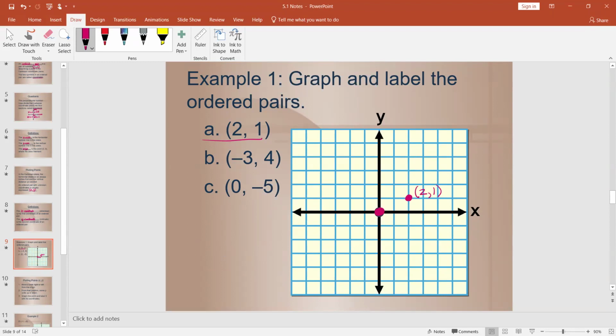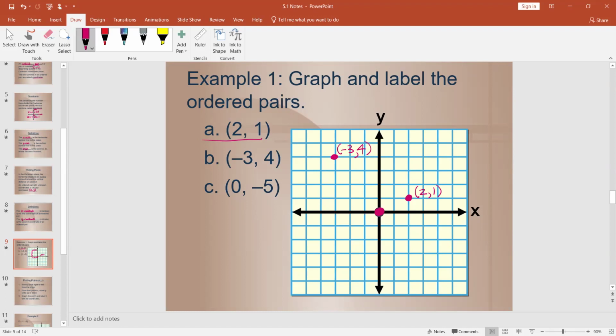So the -3, again, start at your origin. We move left or right. The negative tells me I'm moving left. So 1, 2, 3. And the 4, positive 4, tells me I'm moving up. 1, 2, 3, 4. So here is my second point. And we would put the coordinate -3, 4. So the coordinates go there.